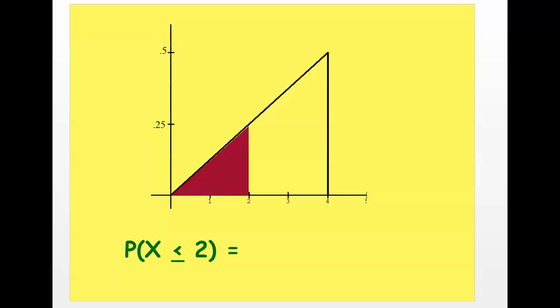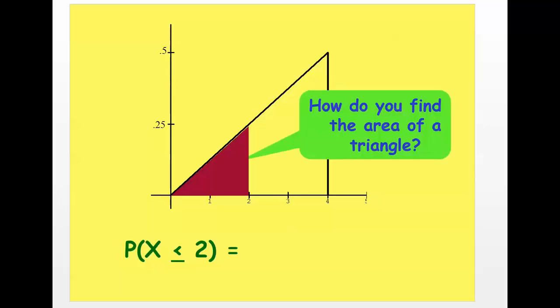which is a sort of a triangle within a triangle. And the question then becomes, how do we actually calculate the area of a triangle? Well, that's just base times height divided by 2. So looking at our picture, we've got a base of 2 and a height of 0.25. 2 times 0.25 divided by 2 gives us a probability of 0.25. So in this sample space, the likelihood of an event of less than 2 occurring would be 25% of the time.